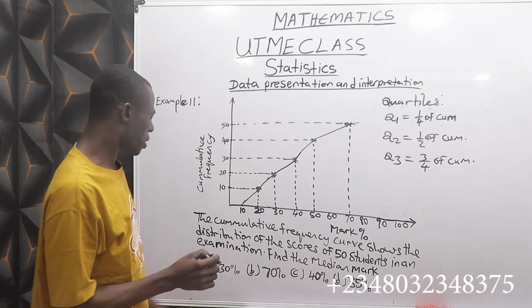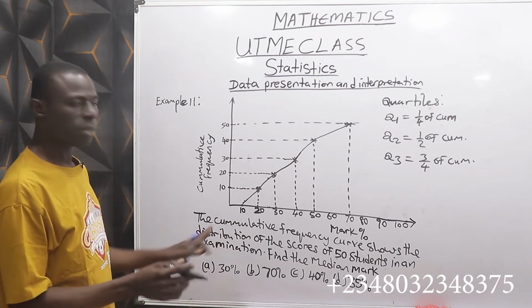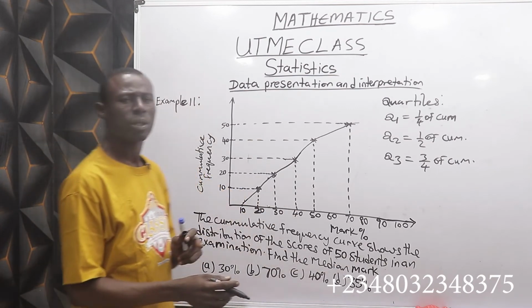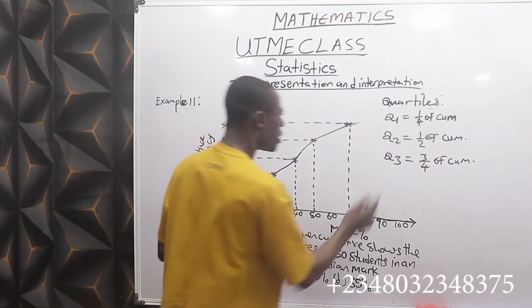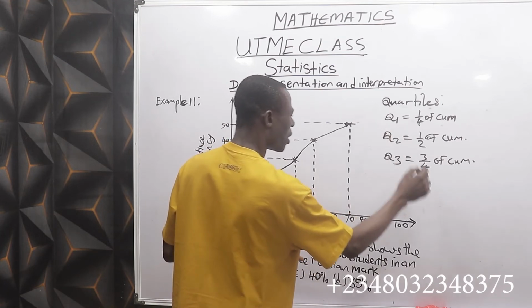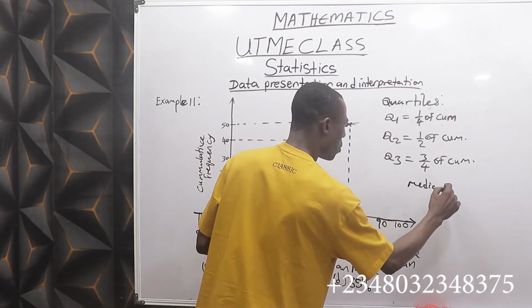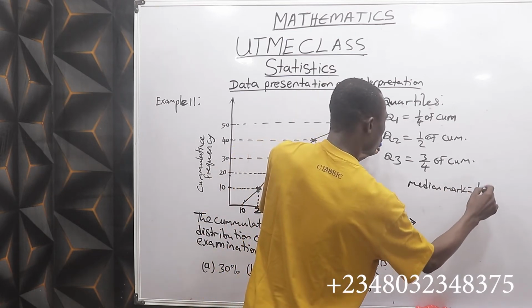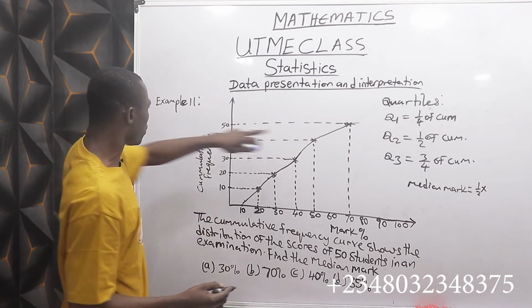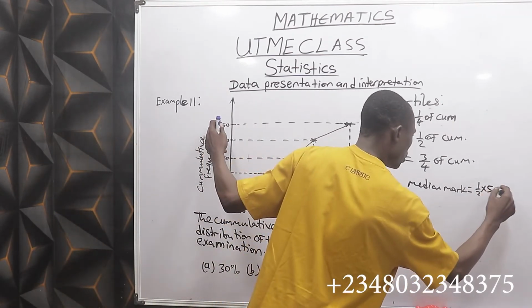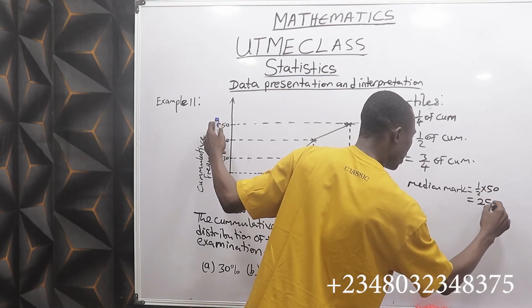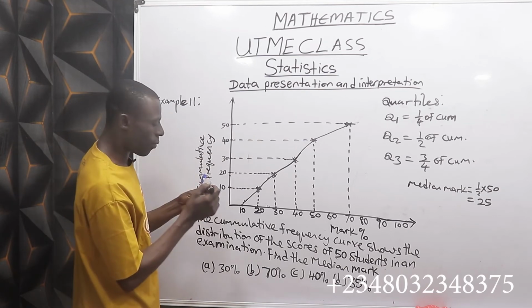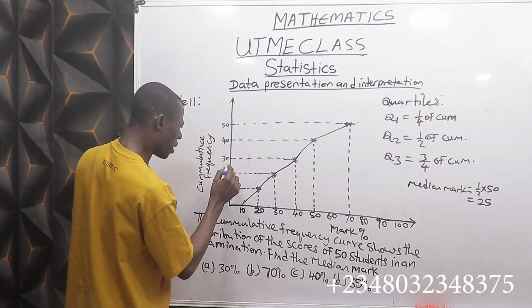Now, how do we calculate it? Let's calculate that before I explain some other things on this. Find the median mark. The median mark is the second quartile. So the median mark is 1/2 times the total cumulative here, which is 50. And that gives 25. The 25 will be traced from the cumulative here. The 25 is around this place.